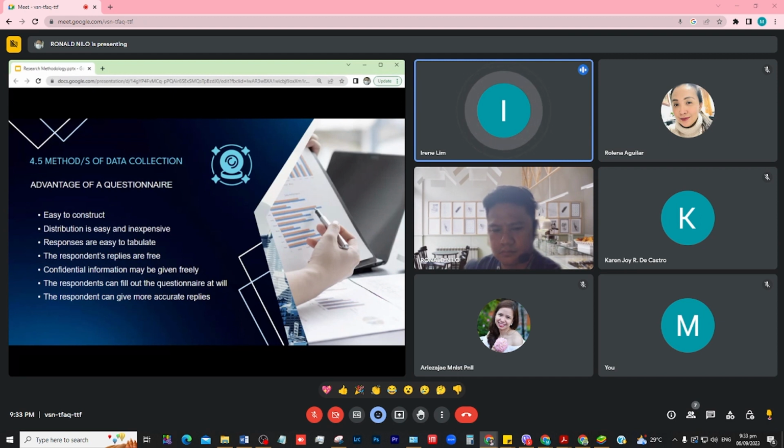Next, responses are easy to tabulate. Generally, responses to a questionnaire are standardized, so this makes tabulation easy. Respondents' replies are free, so the respondent's replies are of his own free will because there is no interviewer to influence him. Next, confidential information may be given freely if the respondent can be made anonymous. Respondents are hesitant to tell the truth if they are not made anonymous because they also want to save themselves from embarrassment or trouble which may result from the revelation of confidential data.